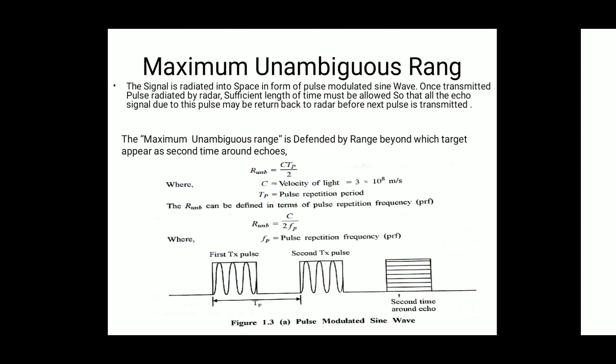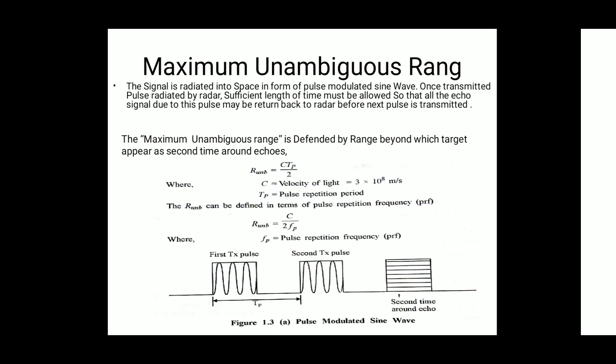The next concept we discuss is the maximum unambiguous range. Okay. The maximum unambiguous range is defined as the range beyond which a target appears as a second-time-around echo. Basically, the unambiguous range represents the target appearing a second time after sending the signal. The signal radiated into space is in the form of a pulse modulated sine wave. When the transmitted pulse is radiated by the radar, sufficient length of time must be allowed so that all the echo signals due to this pulse may return to the radar before the next pulse is transmitted.